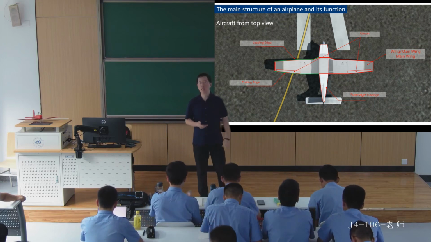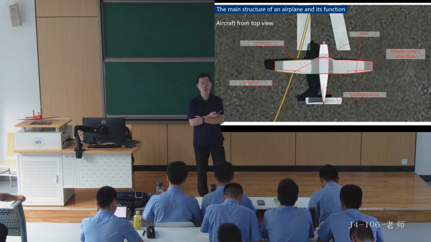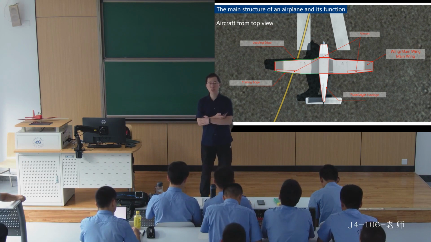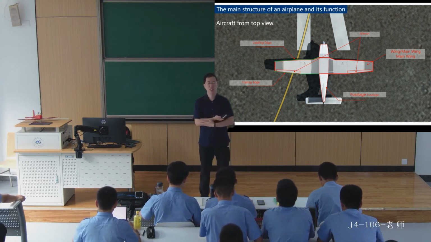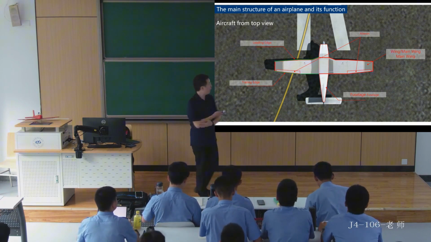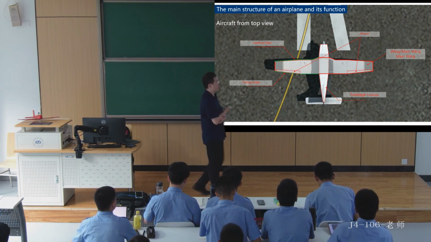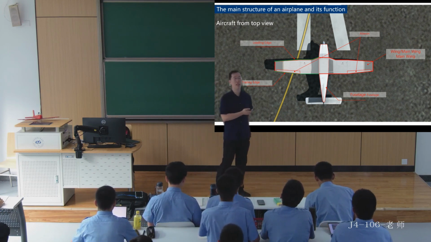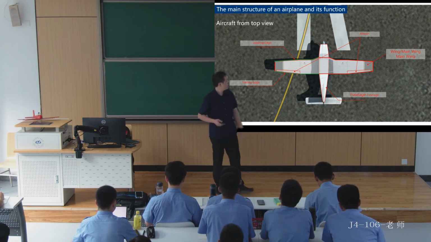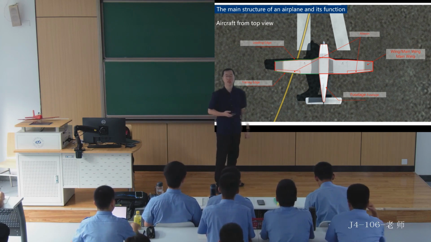So let's continue and let's talk. How do you say the word intentionally in English? Right? So it's located on the outer edge of the wing's trailing edge. And this one? What's the name of the one located on the inner side?